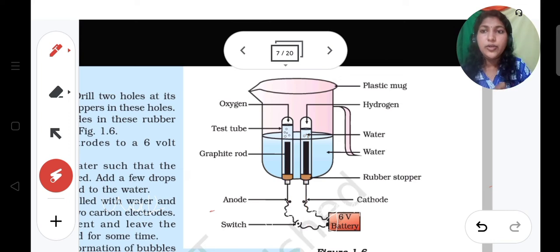So one of the graphite rods is the anode, and the other is the cathode. We know that the anode has a positive charge, and the cathode has a negative charge.